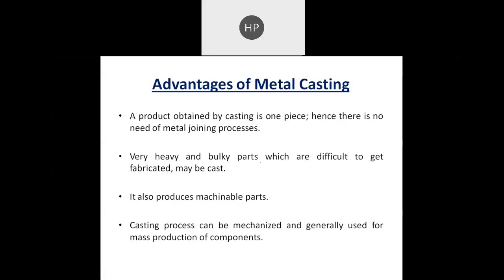Then a product obtained by casting is in one piece. Hence, there is no need for metal joining processes. After the pouring and solidification, as you take the component out of the mold, it will be a single piece. So you do not need to do any metal joining process, and that secondary operation can be eliminated.